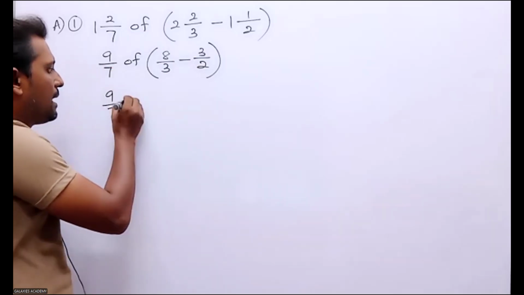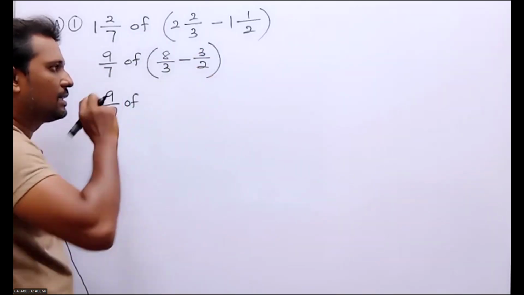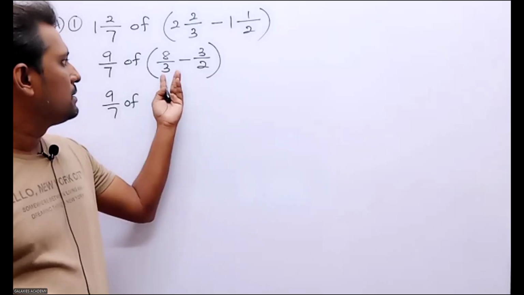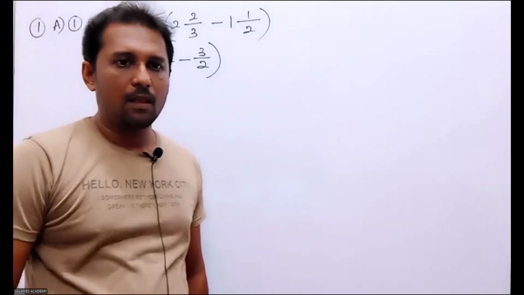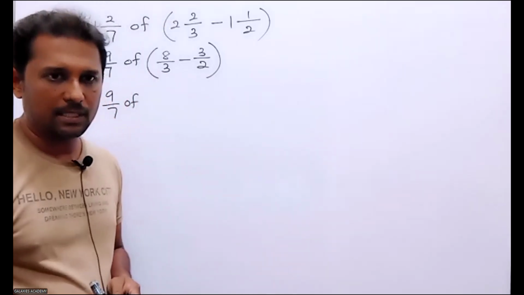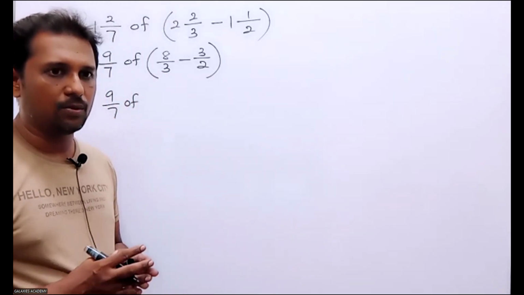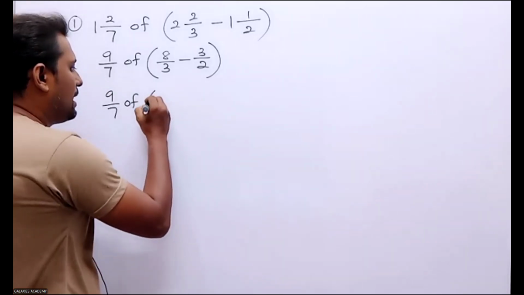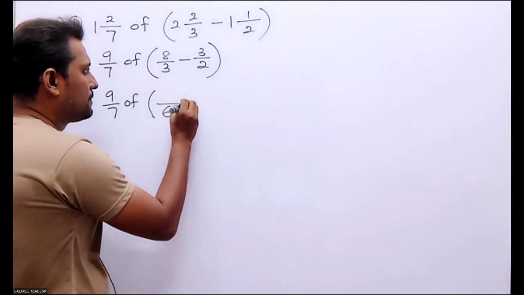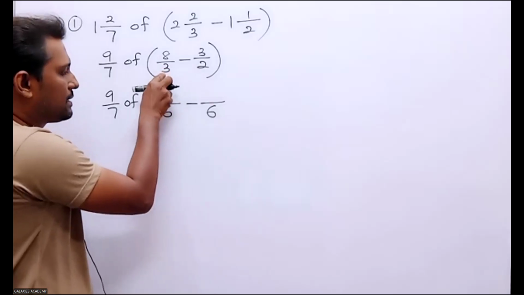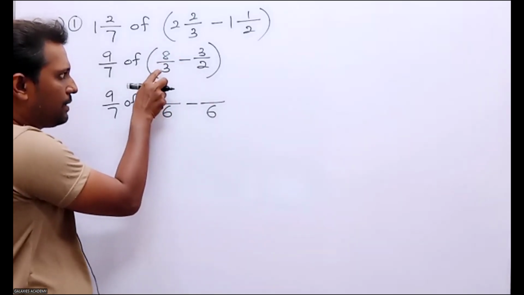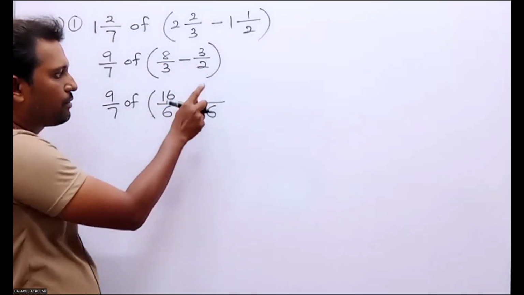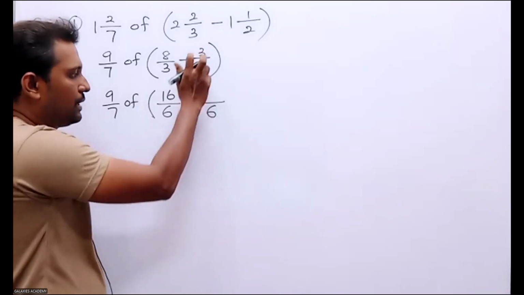Then according to the BODMAS rule, first you have to simplify inside the bracket. Inside the bracket, you can see a subtraction part. But the denominators are unequal. First you have to equalize them, right? What is the suitable denominator for these two denominators? 6. So both fractions I can write with the denominator 6. To convert this one, you have to multiply by 2. 8 times 2, 16. This one you have to multiply by 3. 3 times 3, 9.